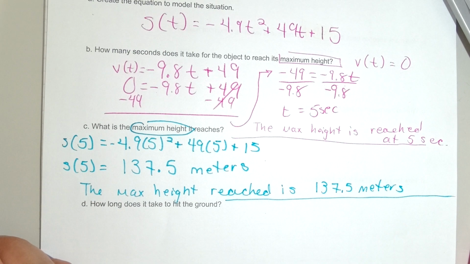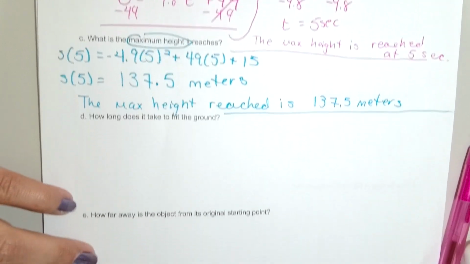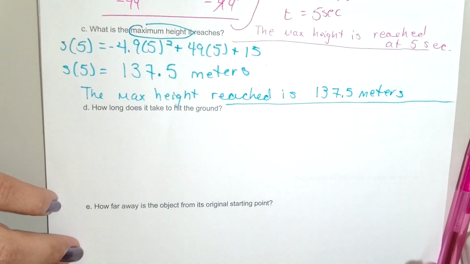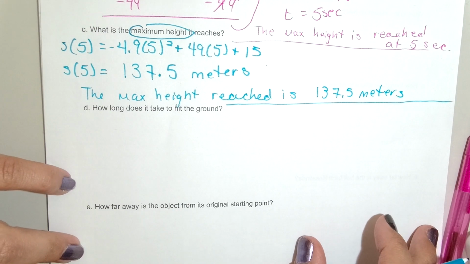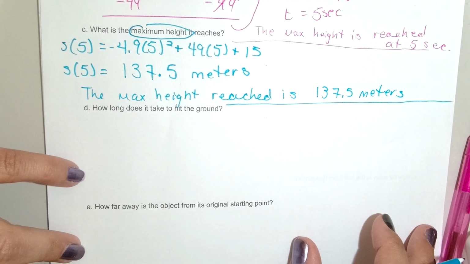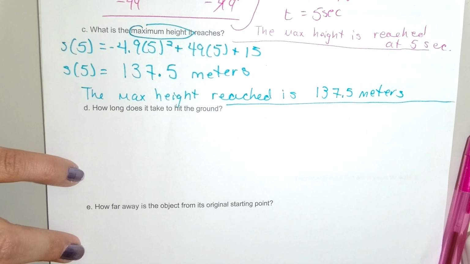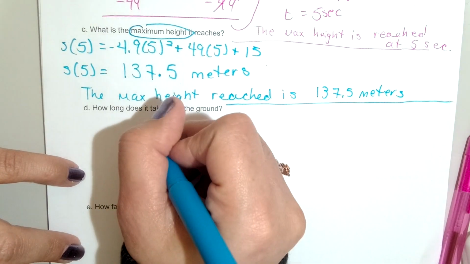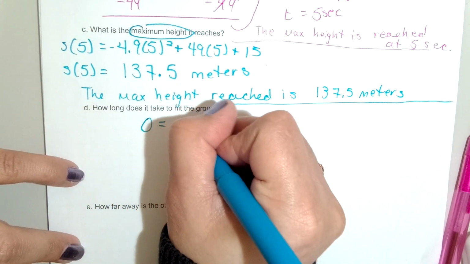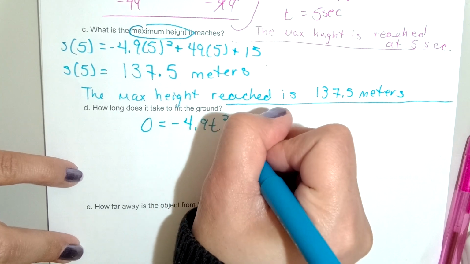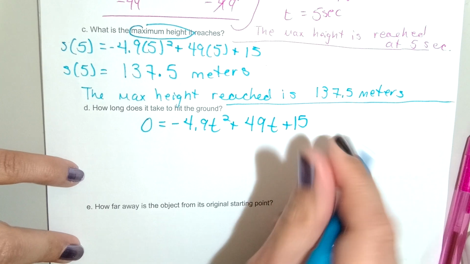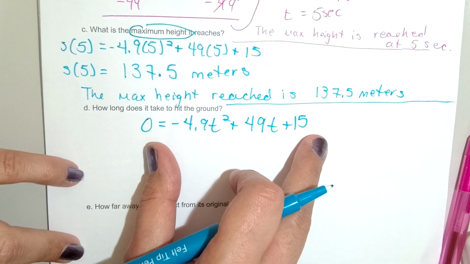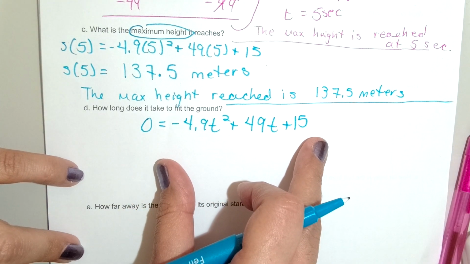Okay. All right, part D is asking how long it takes to hit the ground. What is the height when it hits the ground? 0. So what am I going to set equal to 0? S of t. Can I solve like this? No. What do you think I need to do?